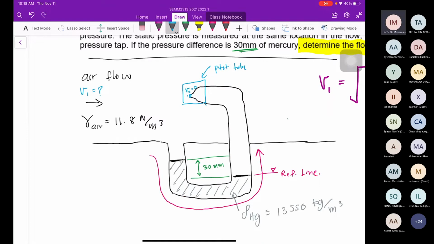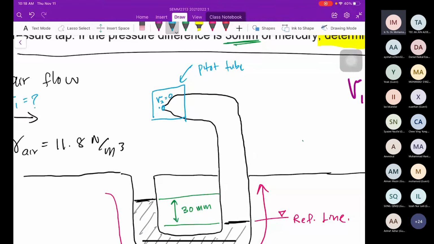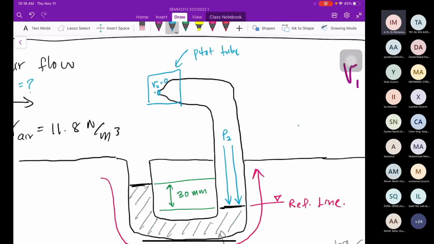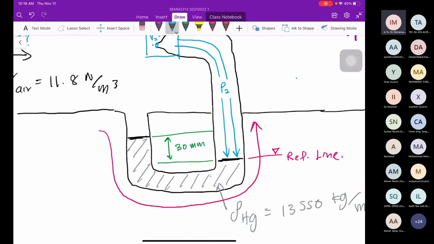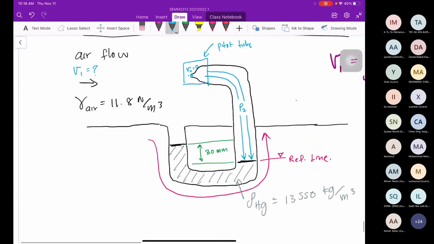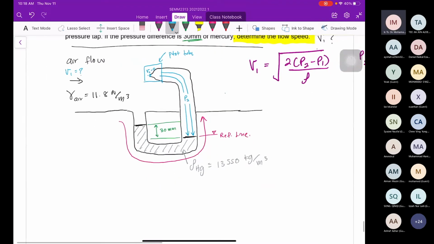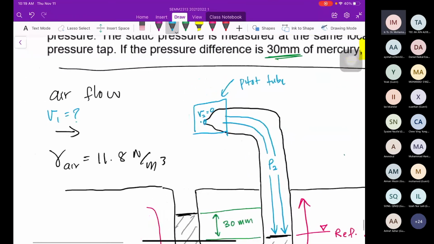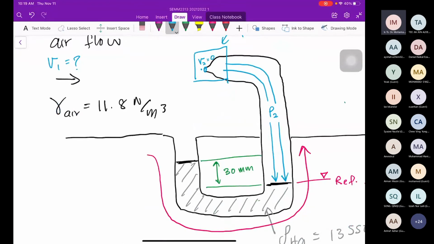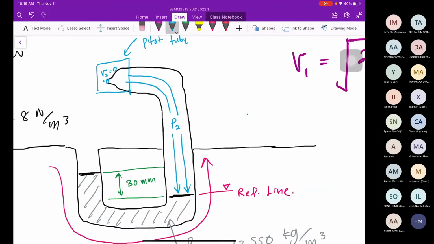Because the velocity is very small, the pressure is very high. So this high pressure will tend to push P2. This stagnation pressure here tries to push this liquid of mercury. That is why you can see the difference in elevation. So, the pressure at the stagnation point is equal to P2. This is P2, acting here, down.